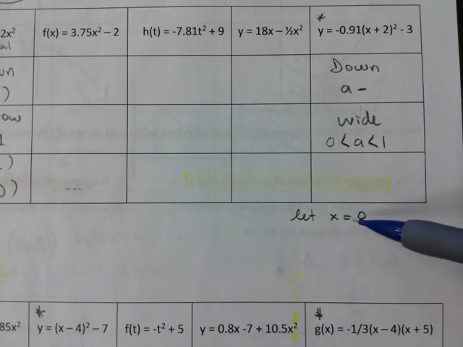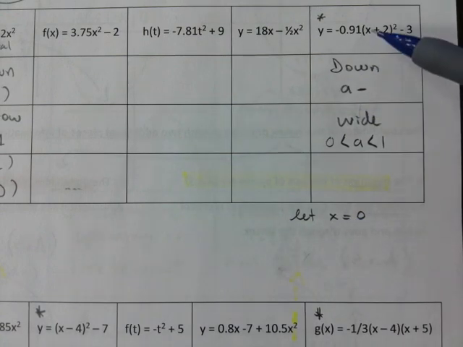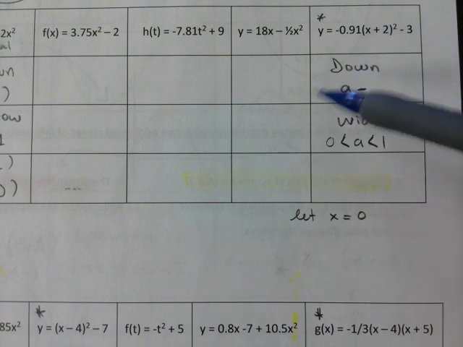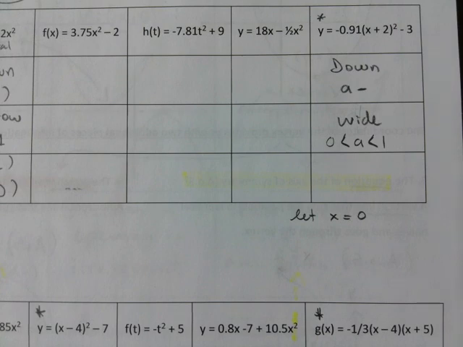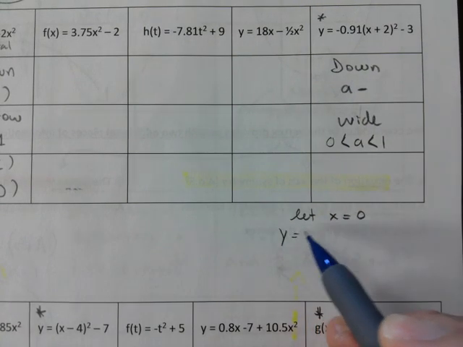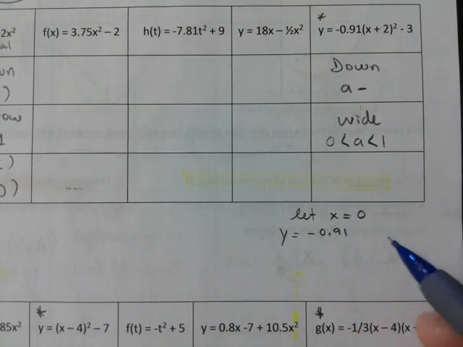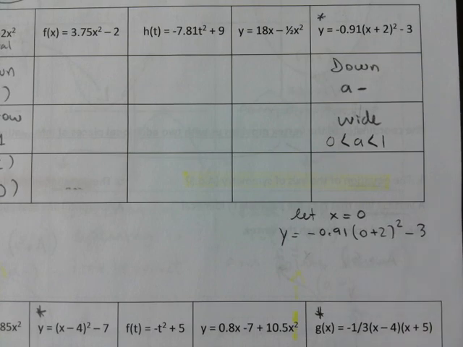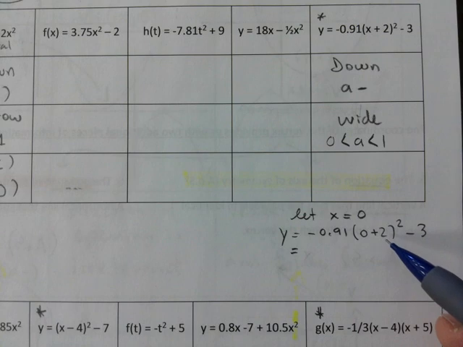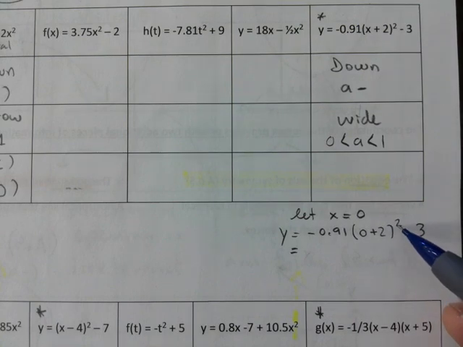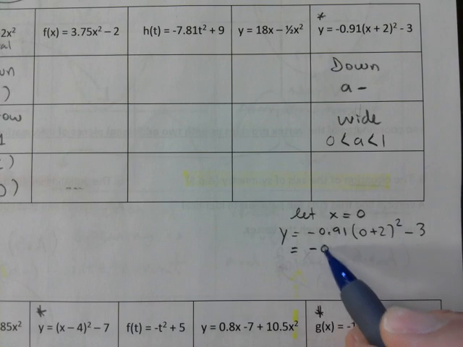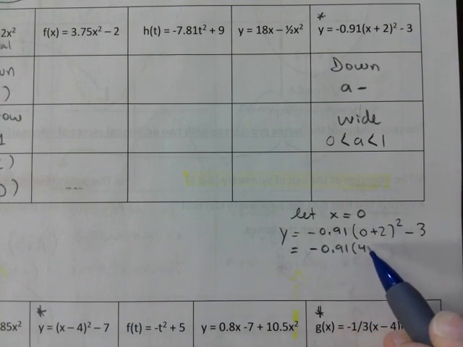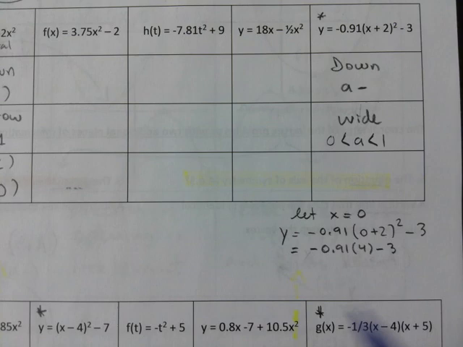Now we're talking. So what I'm going to do, watch carefully here. I'm going to plug in 0 for x and then solve the thing and see what I get. That is going to be my y-intercept. So I'm going to go y is equal to -0.91 times (0 plus 2) squared minus 3. This is just 0 plus 2 is 2, right? 2 squared is 4. So this ends up being -0.91 for positive 4, minus 3.